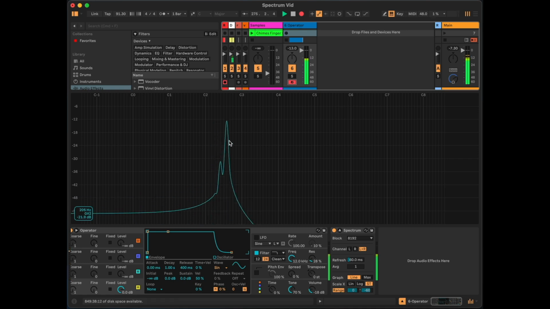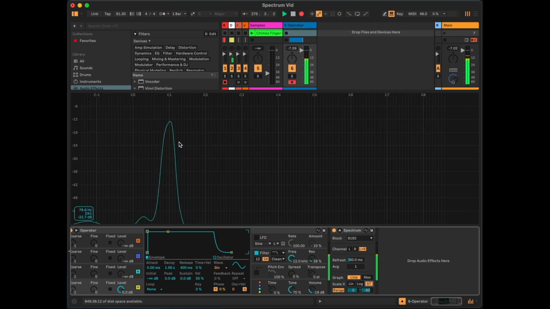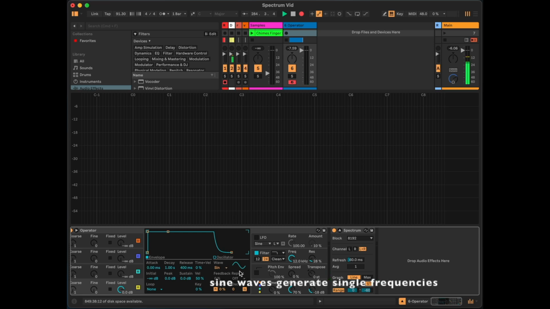If I pay attention to the blue box in the lower left, or go between the semitones view and the logarithmic view, we can see which notes relate to what frequencies. I can see that this C note is right around 65 Hz. When I loaded Operator onto a track, it was defaulted to play only single frequencies.